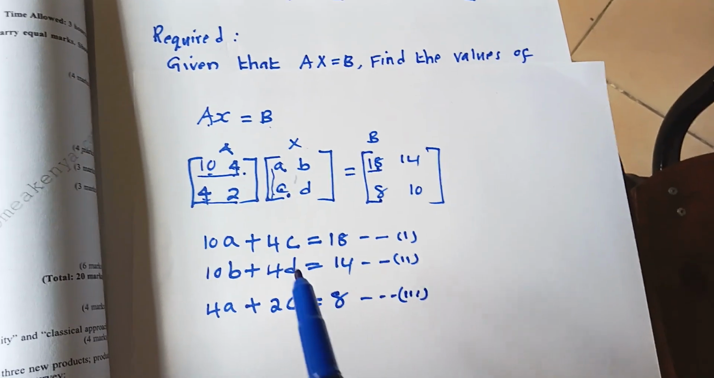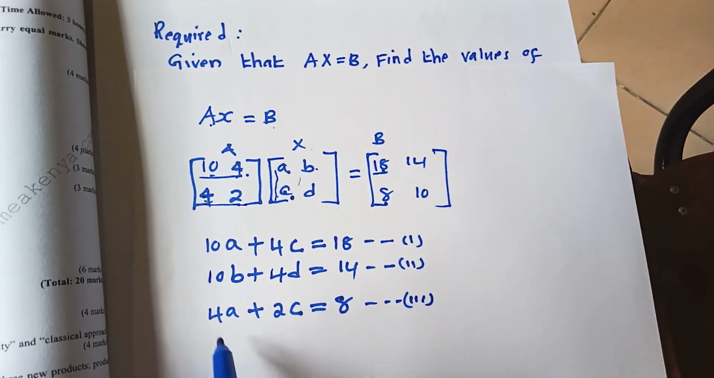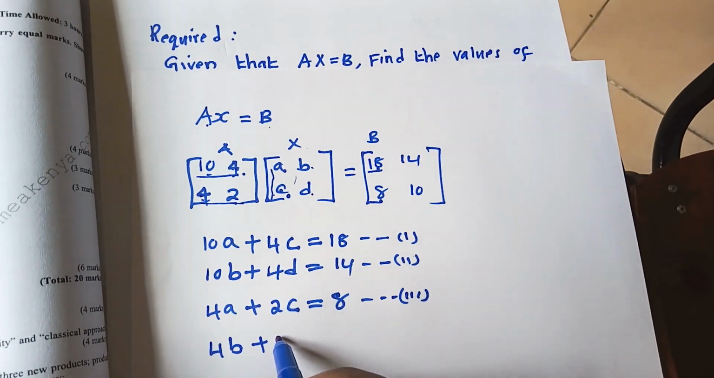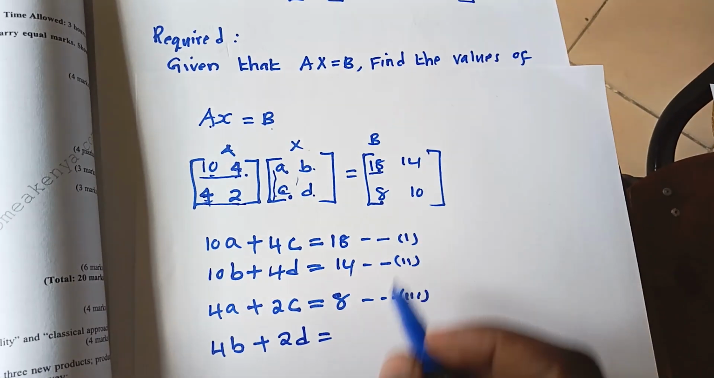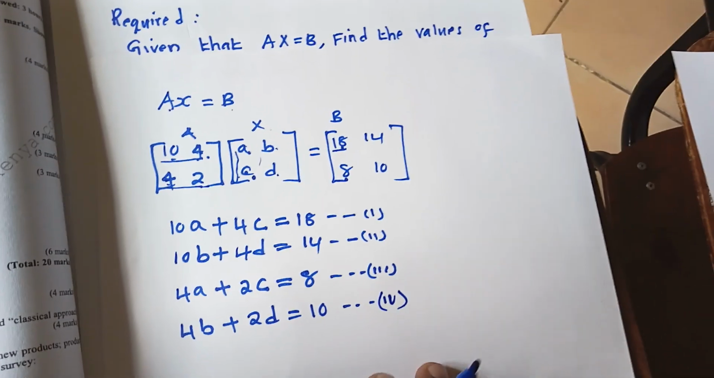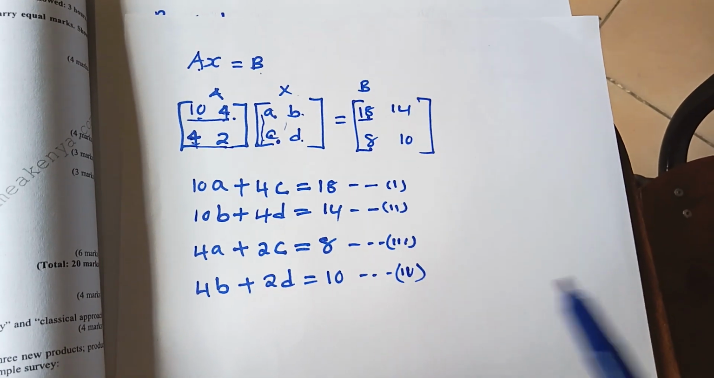Then we go to the second row, second column. So that is 4 times B, supposed to be 4B. Then you add 2 times D, supposed to be 2D. Then you equate it to 10. So this is our fourth equation.